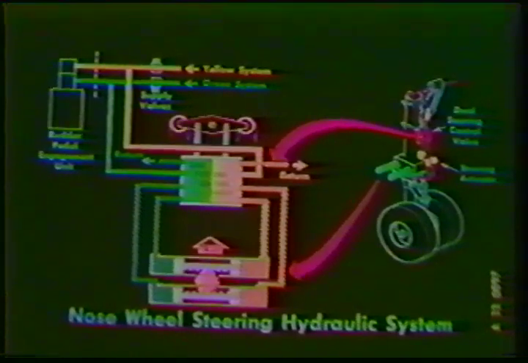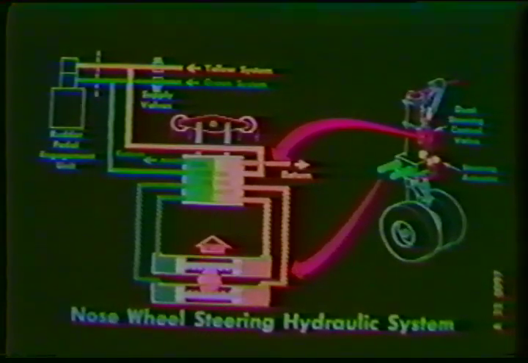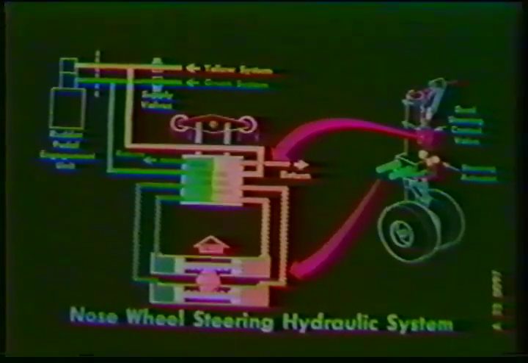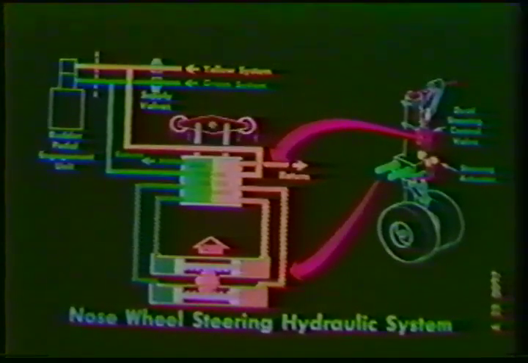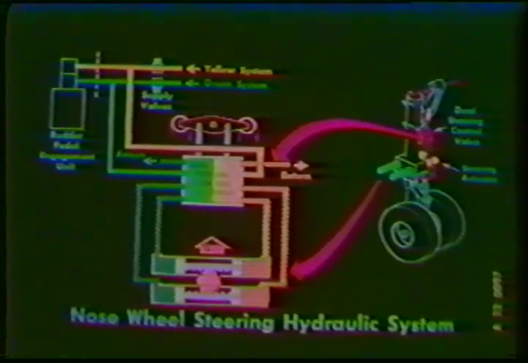With green and yellow hydraulic pressure available, the rudder engagement unit and the dual steering control valves are supplied simultaneously. The green and yellow hydraulic lines are independent of each other, and one system by itself can provide nose wheel steering.